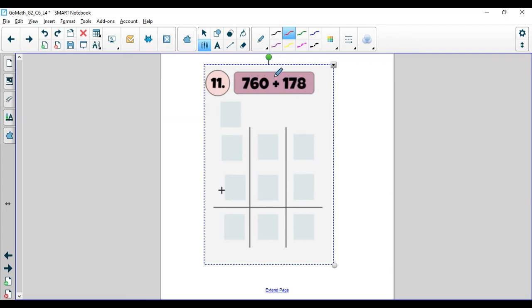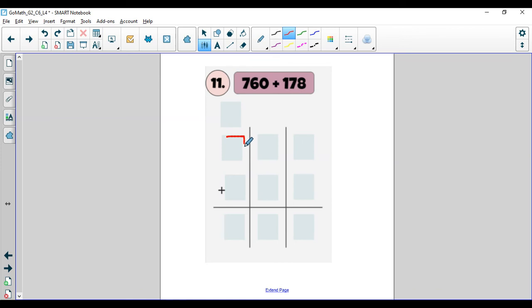We see 760 plus 178. When I rewrite this, I'm going to start up above with my 700, 6 tens, 0 ones. Now, when I go to write 178, I want to make sure I'm lining everything up. My 100 needs to go right below my 7. My 7 tens needs to go below my 6 tens. And my 8 ones needs to go right below my 0 ones.